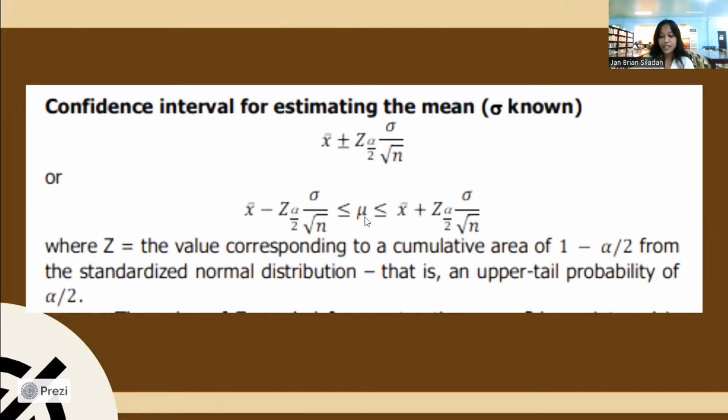The population mean is greater than the sample mean minus z alpha over 2 times standard deviation over square root of n, and less than the sample mean plus z alpha over 2 times standard deviation over square root of n, where z is the value corresponding to a cumulative area of 1 minus alpha over 2 from the standard normal distribution, that is, an upper tail probability of alpha over 2.